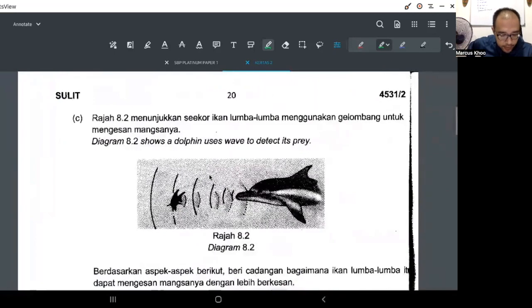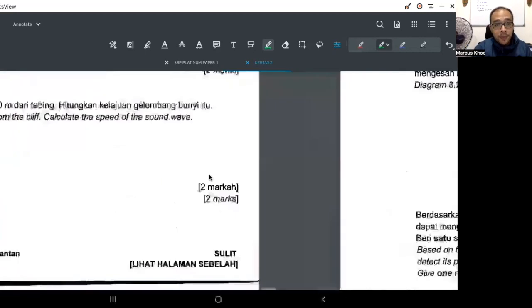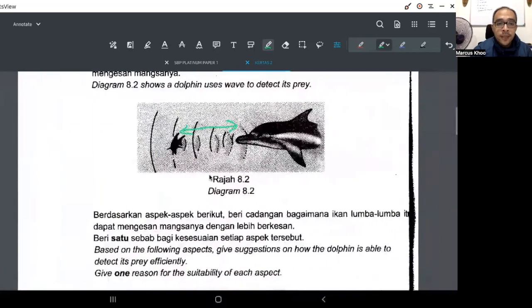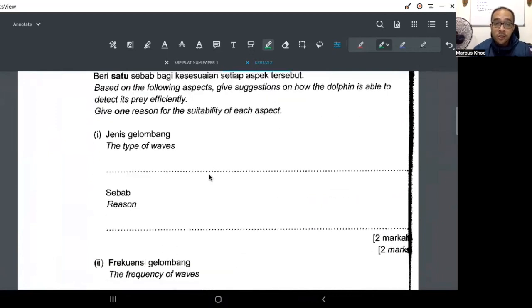Diagram 8.2 shows a dolphin uses wave to detect its prey. It may be like this case, so also the same. You want to determine the distance between this, right? So the dolphin will hear the sound again 7 seconds later. What is the distance? Something like that. Based on the following aspects, this suggestion is how the dolphin is able to detect its prey more efficiently.